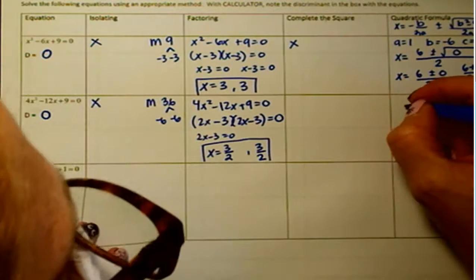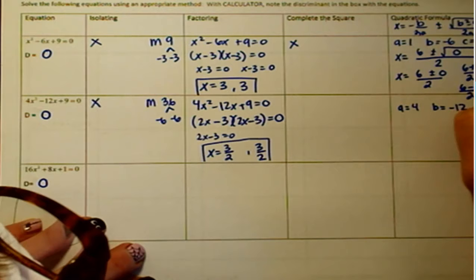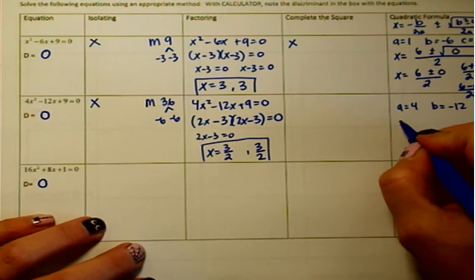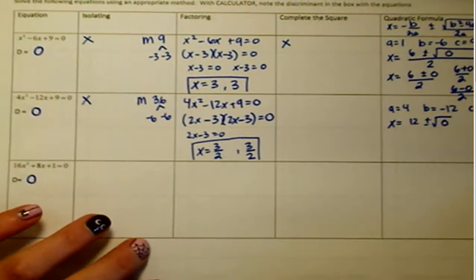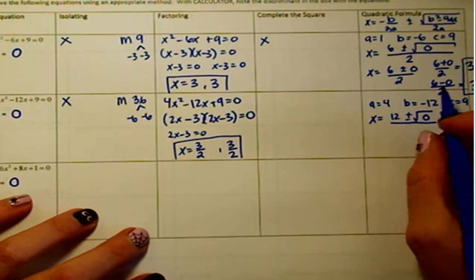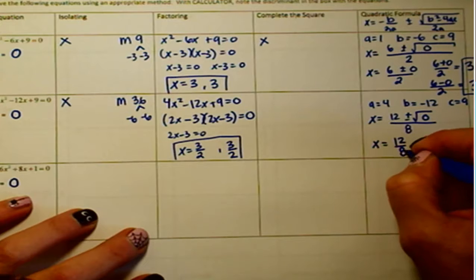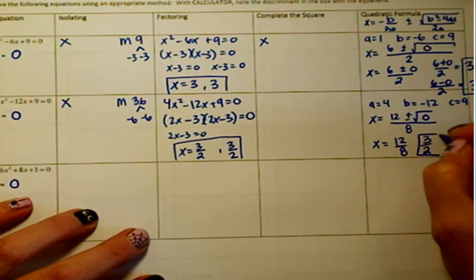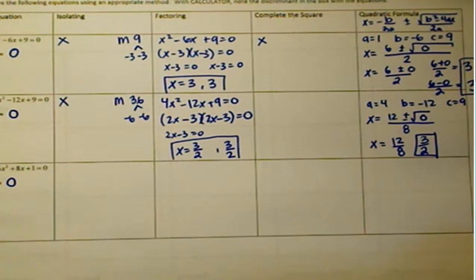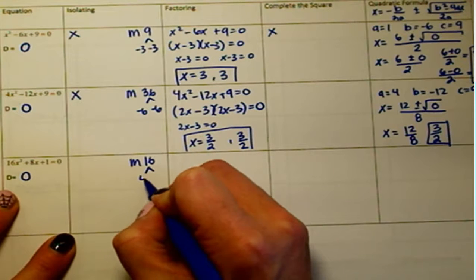Okay, so I have this. Now I'm going to come over here and do my quadratic formula. A equals 4. B equals -12. C equals 9. So x equals opposite b plus or minus the discriminant, which is 0, all over 2a, which is 8. So I end up with 12 over 8, which is reducing by 4, 3 over 2. Oh, the same answer.